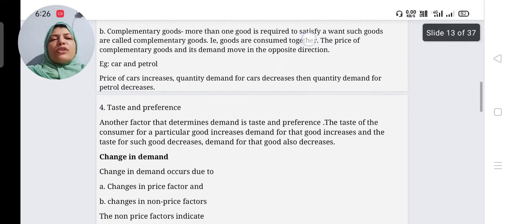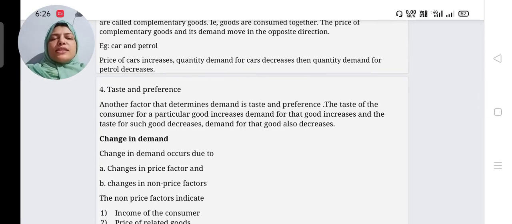Then the fourth factor is taste and preference. Another factor that determines demand is taste and preference. When the taste of the consumer for a particular good increases, demand for that good increases, and when taste for such good decreases, demand for that good also decreases.